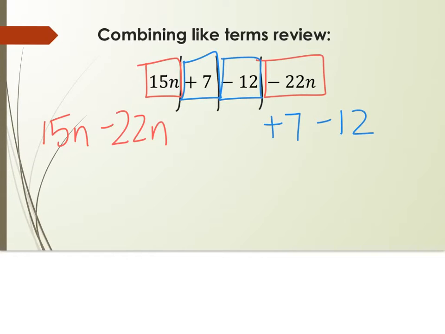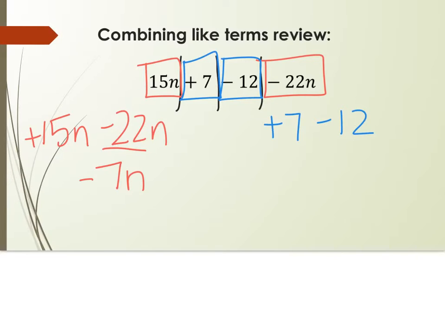When you combine the n's, you have a positive 15 and a negative 22. They are different signs, so you subtract. 22 minus 15 is 7. Bring down your n. The 22 is the bigger number, so the negative sign is in the answer.